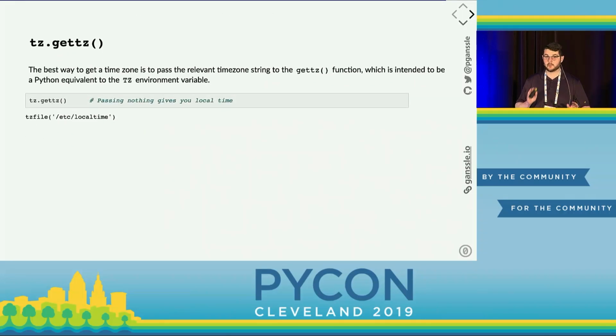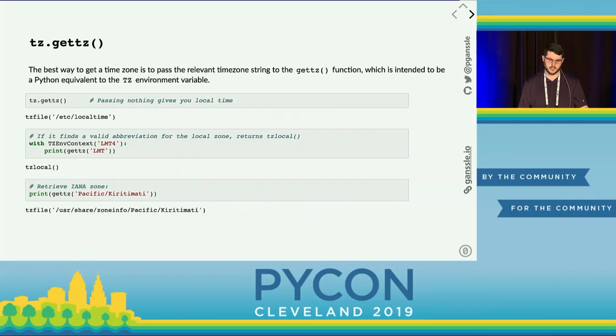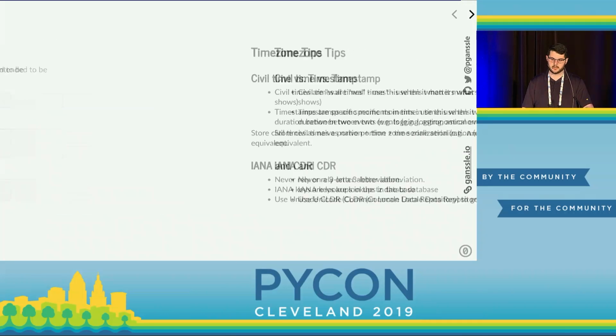Just in general, the best way to get a time zone from Dateutil is to use tz.getTZ. So if you pass it nothing, it gives you local time. If you pass it something that is sort of a representation of your local time zone, like LMT4, or LMT is one of the time zone abbreviations, it'll give you local time. And if you pass it an IANA zone, it'll give you this TZ file object.